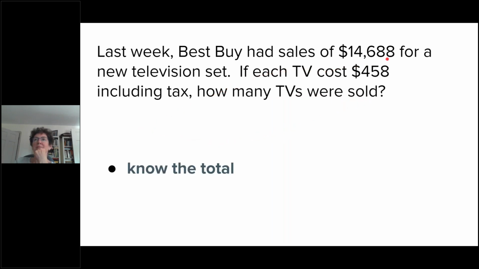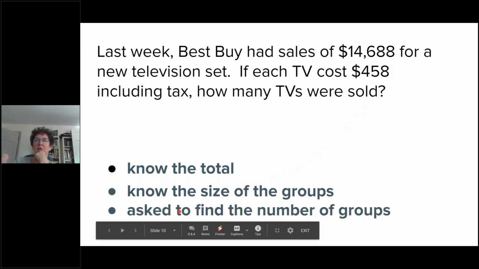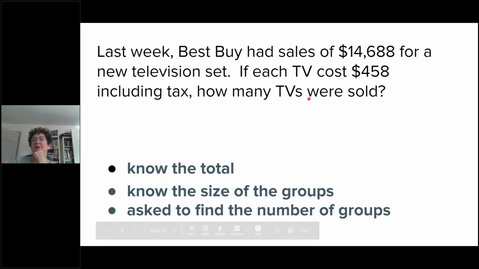We know the total amount of money. We know the size of the groups, $458 in each group. We're asked to find the number of groups, how many TVs. And whereas we think of TV as being one thing, when we're calling it the number of groups, think about it in terms of the TV being a basket and how many dollars are in each basket. So that's why it's being called a group. So if we know the total and we know either the size of the group or the number of the groups, then we know that's a division problem.